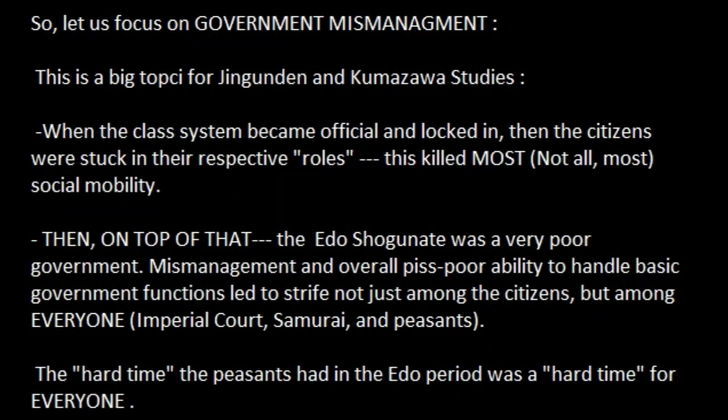Now let's take a moment to focus on government mismanagement, because this is a big topic. It's a big topic in the Jingunden. It's a big topic in Kumazawa.